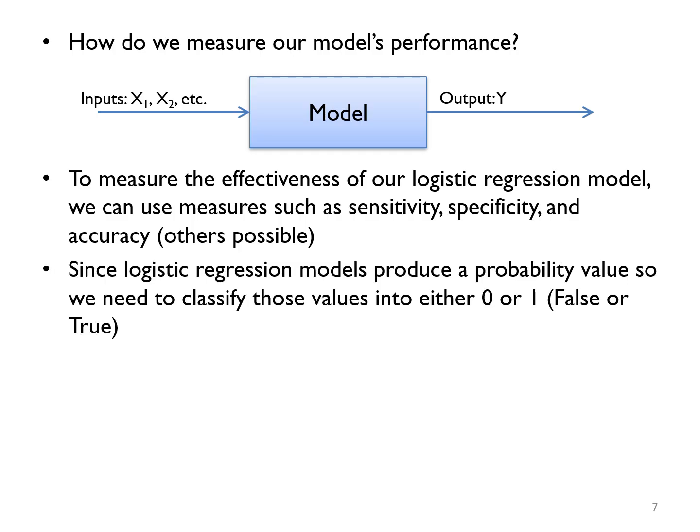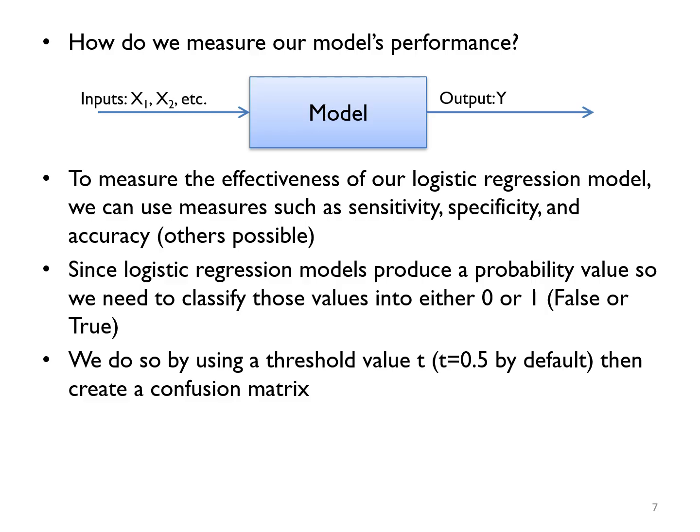Since logistic regression models produce a probability value, when you actually run the model, the output you get is not a 0 or 1, but a probability value. So we need to classify or map those values into a 0 or 1, or false or true, or no or yes. It depends on the threshold value. We give our logistic regression model some inputs, and the outputs are going to be predicted values. Those values, again, are not yes or no or 0 or 1. They're going to be a value from 0 to 1. We're going to use what's called a threshold value. It's going to be 0.5 by default, but we could change this. And then we use that threshold value to create a confusion matrix.